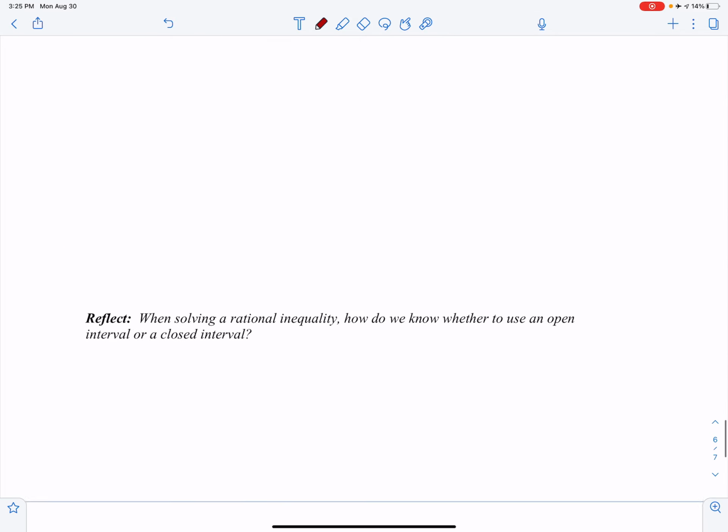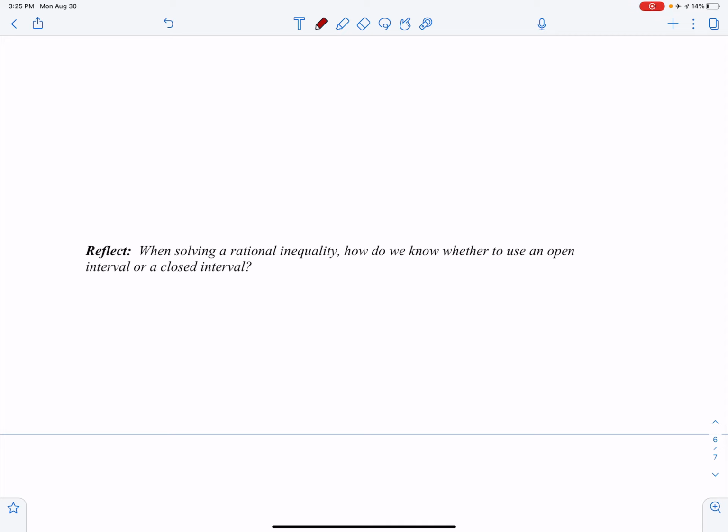I believe there's one more reflection question. I'll let you answer this one on your own according to what we've talked through. But when you're solving these rational inequalities, how do you know whether to use an open or a closed interval? How do you know whether to use a round parentheses or a square bracket? It's a good question. Think through that one.